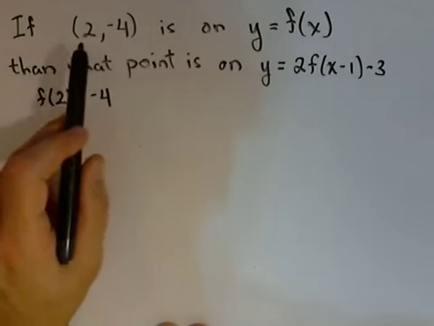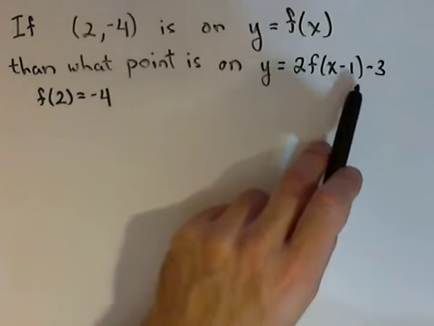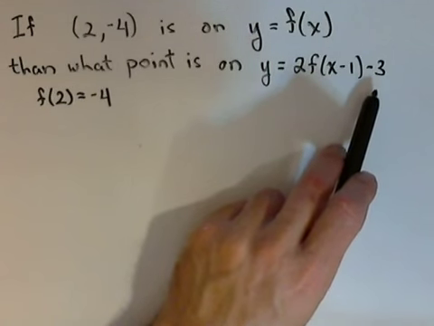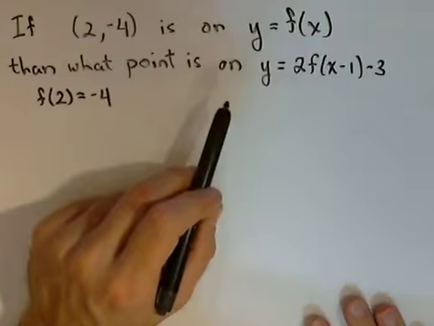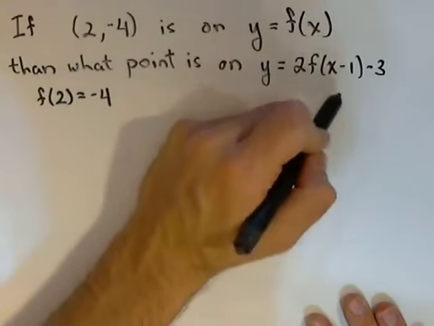What we want to do is find out what is the corresponding point that's on y equals 2 times f of x minus 1, minus 3. So we want to look at what transformations we have going on to figure out what the new point will be. So first off, let's look on the inside.